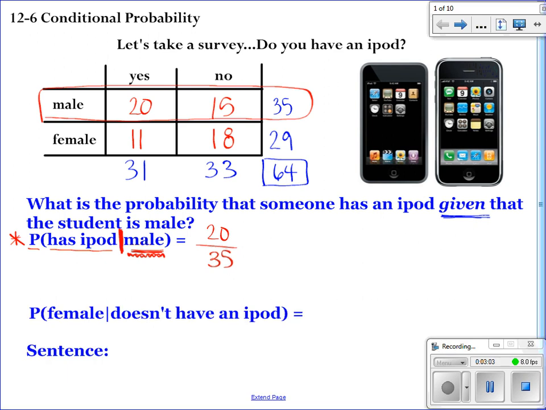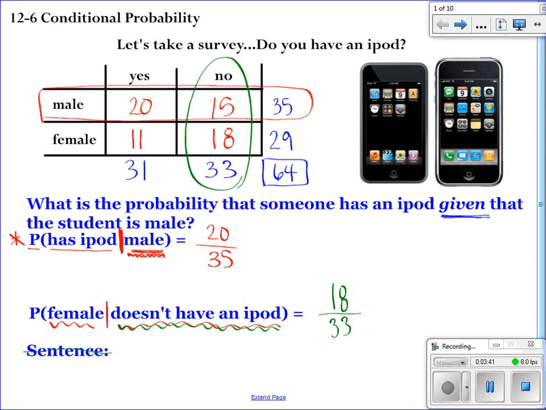What if we wanted the probability that we pick a female given they don't have an iPod? I'm going to switch colors here. Now we know that we're only going to be looking at the people who don't have an iPod, so we're just looking right here. Well, what's the probability that we pick a female in that green oval? There's 18 out of a total of 33 people who did not own an iPod. The sentence I just said out loud, we're not going to write that: the probability that you pick a female given that they don't have an iPod.